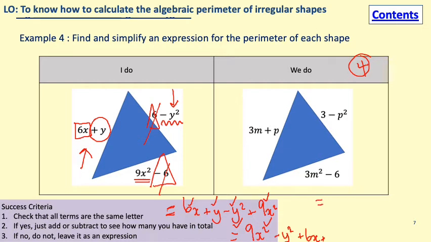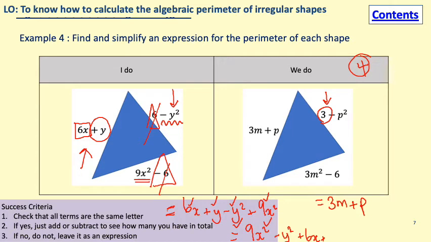Okay, so again, my 3m isn't going to pair with anything. So I'm just going to end up with a 3m. My plus p, there's no other p's that aren't to the power 2. So that plus p is going to be on its own. Then we move to these terms. So my 3 is going to pair with something.